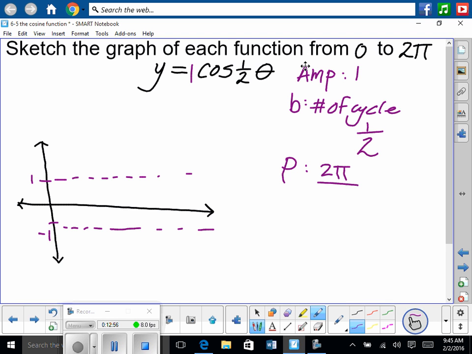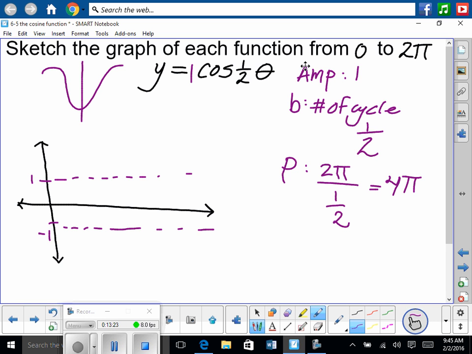So 2 pi divided by 1/2 is equal to 4 pi. If you don't believe me, take your calculator, do 2 divided by 1/2, hit enter, you get 4 pi. But keep in mind, we're only going from 0 to 2 pi, so how many cycles are we drawing in? 1/2. A half a cycle. Remember, cosine is something like this, right, everybody? We're only going to draw in a half a cycle.